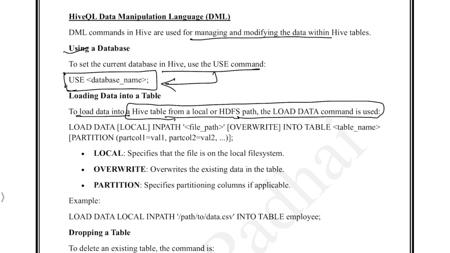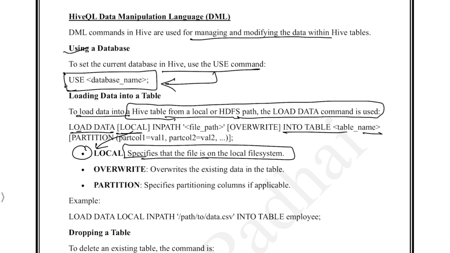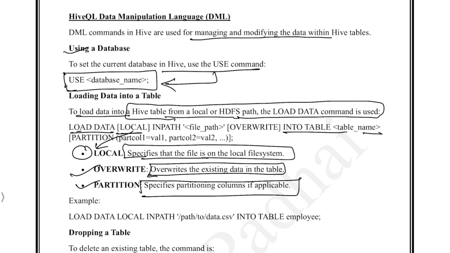How will you load? First you have to put the path. Obviously, first is load data. You put the local path name and then into this particular table. What will this local do? Now this local specifies the file on the local file system. That means where it is present in your system. Then overwrite. Overwrite mainly overwrites the existing data table. Next is partition. Partition will specify the partitioning of the columns if possible.